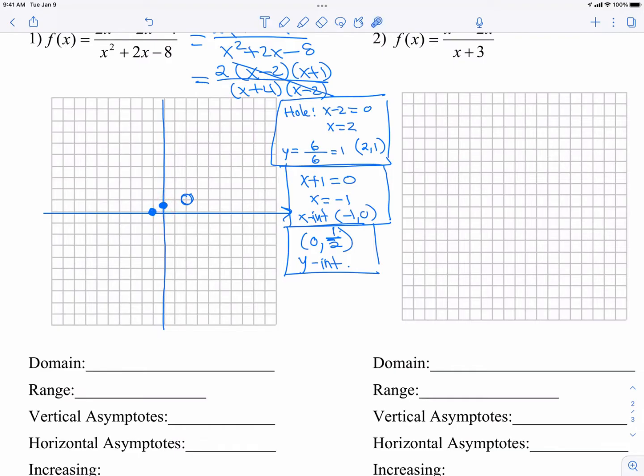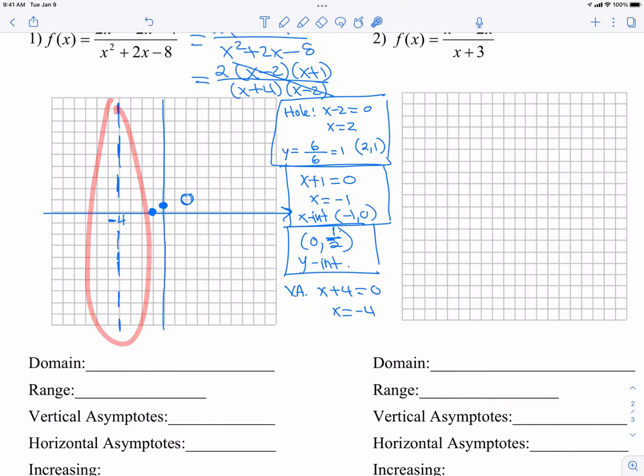All right. What else do we need? We need vertical asymptotes. To get the vertical asymptotes, we set the denominator equal to 0. So we can use this denominator, x plus 4. If x plus 4 is 0, we get x equals negative 4. So we have a vertical asymptote at negative 4. Let's go ahead and draw that in. So here's negative 4, and we just have our vertical asymptote.